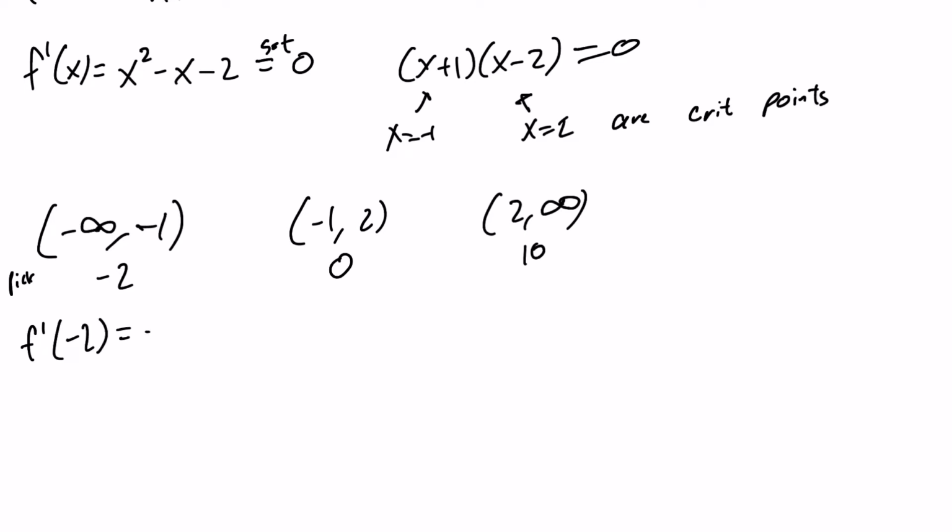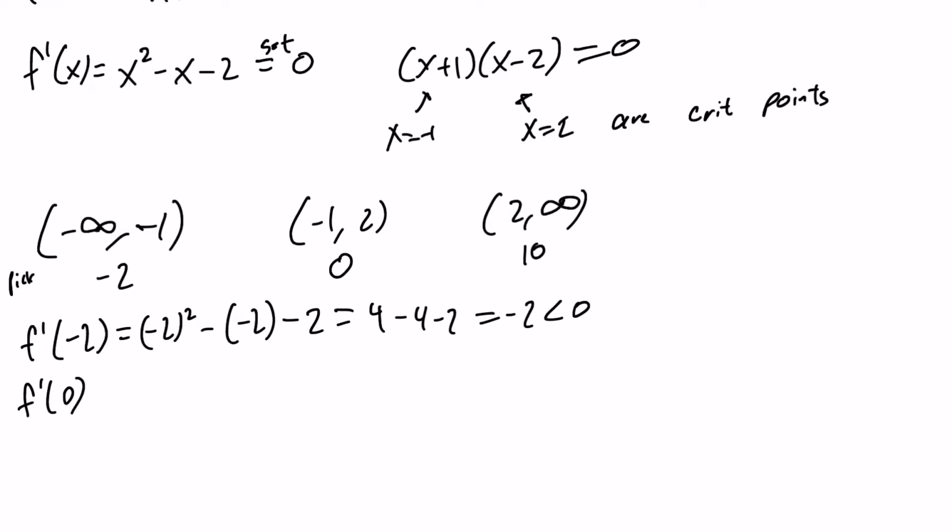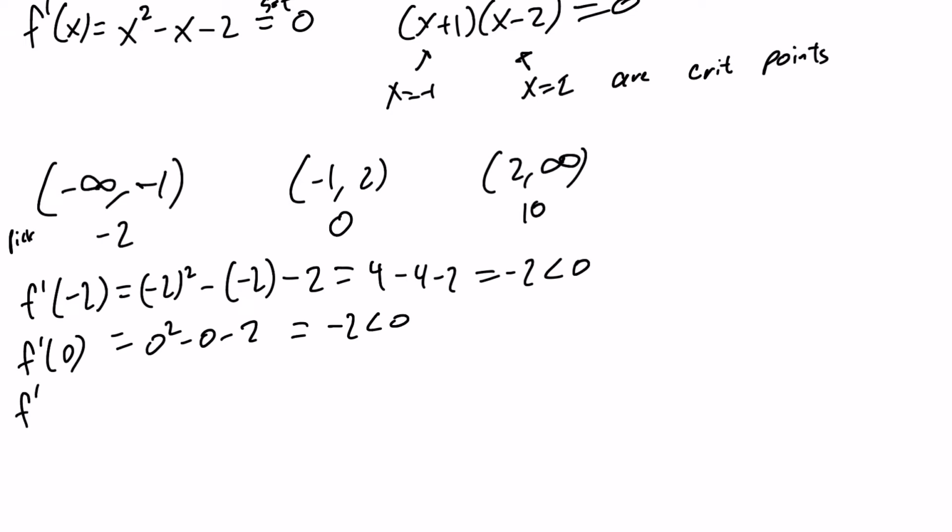F prime of minus 2 is minus 2 squared minus negative 2 minus 2. So that's 4 minus 2, which is negative, is less than 0. F prime of 0 is 0 squared minus 0 minus 2. And that gives us minus 2, which is less than 0. And then lastly, f prime of 10. What do we get? We get 10 squared minus 10 minus 2. So that's 100 minus 10 is 90 minus 2 is 88, which is definitely bigger than 0.